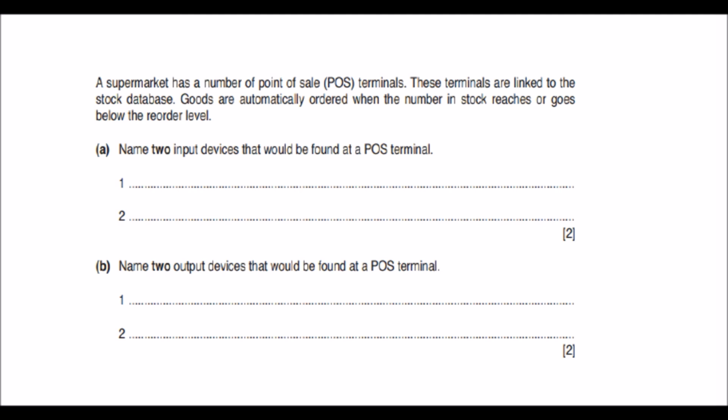Now, name 2 input devices that will be found at a POS terminal. Of course, they will use barcode reader. I believe you know what POS is. If you go to a grocery shop and you want to pay with your card at checkout, then for sure they use this. All right, touch screen as well as a barcode reader. Now, name 2 output devices that will be found at a POS. What are the 2 output devices? They use a printer and they use monitor as well.